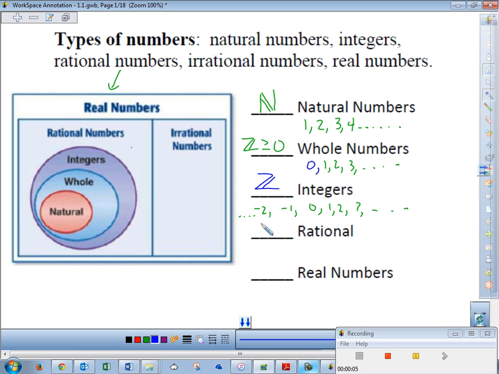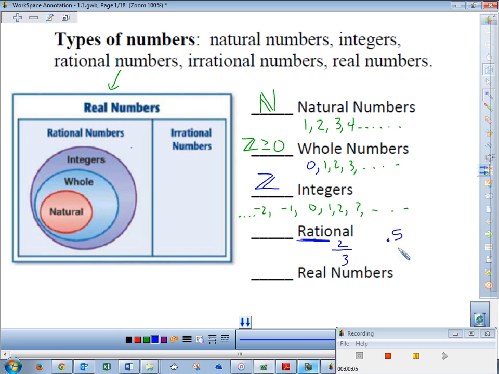Rational numbers, just what it sounds like. Rational has the word ratio in it. A ratio is like a fraction, so all rational numbers are integers over integers. If it can be rewritten as an integer over an integer, is 2 an integer? Yes. Is 3 an integer? See how I wrote them over themselves? It's a rational number. Any fraction or a terminating decimal.